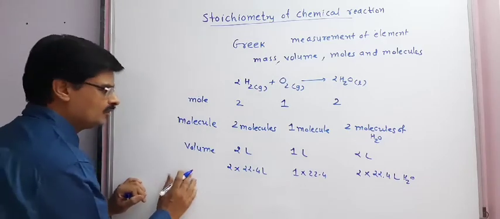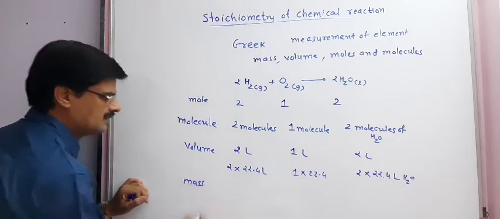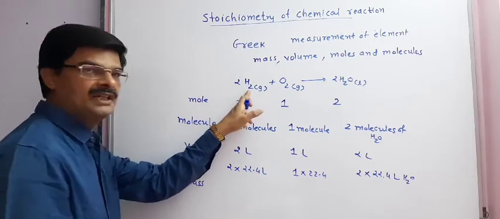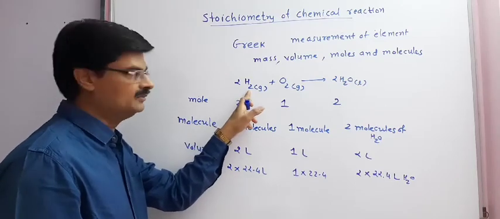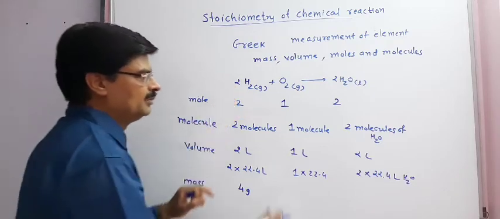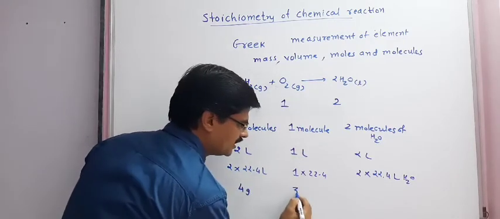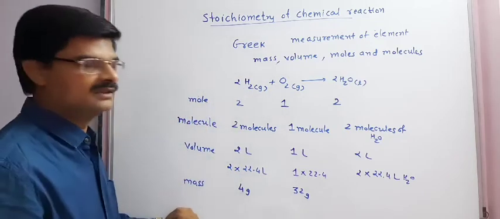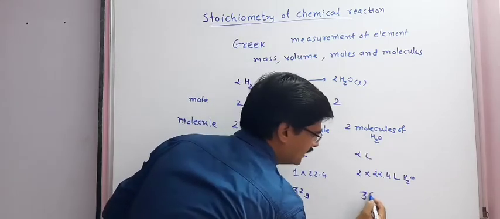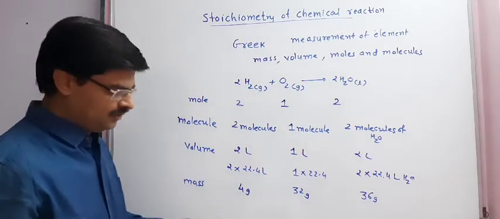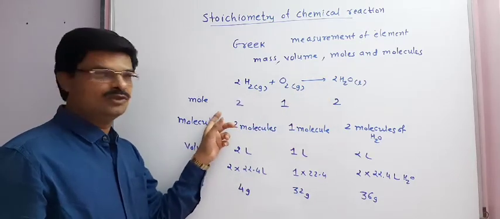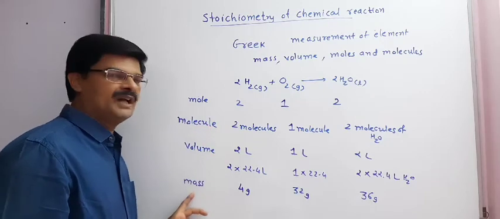Now, in terms of masses, 2 into hydrogen. Taking hydrogen atomic mass to be 1 gram, we will get 4 gram hydrogen plus 16 2s are 32 gram oxygen reacts with each other to produce 18 into 2, 36 gram of water. So from the balanced chemical equation, stoichiometry in terms of moles, molecule, volume and masses can be understood easily.